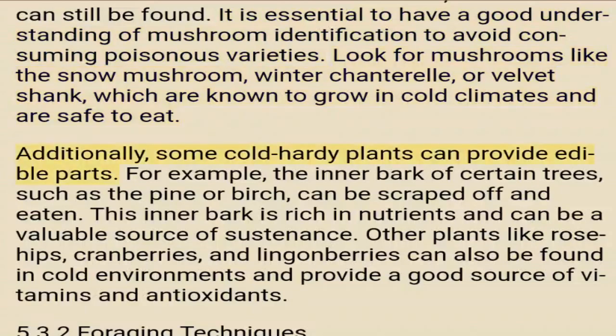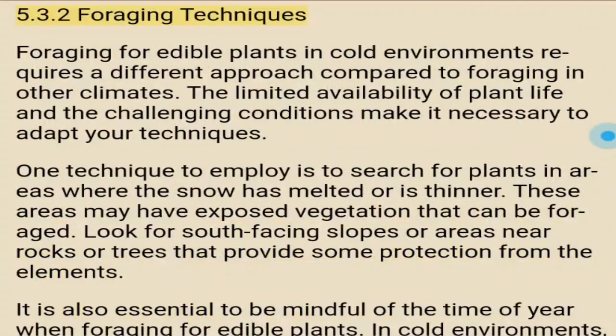Additionally, some cold hardy plants can provide edible parts. For example, the inner bark of certain trees, such as the pine or birch, can be scraped off and eaten. This inner bark is rich in nutrients and can be a valuable source of sustenance. Other plants like rosehips, cranberries, and lingonberries can also be found in cold environments and provide a good source of vitamins and antioxidants.